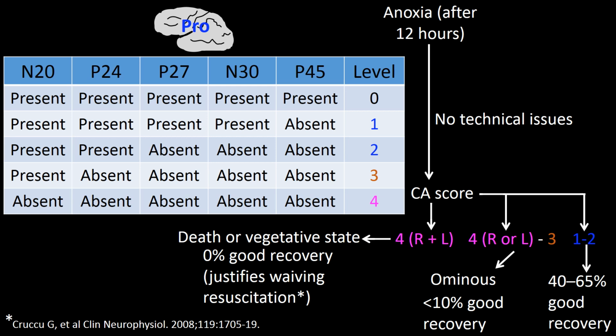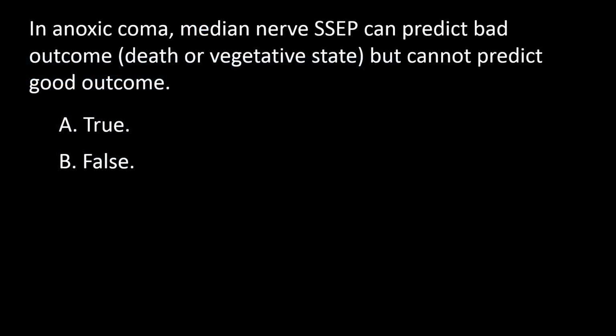If all cortical potentials are present except for P45, or if the potentials not present are P27, N30, and P45, the prognosis for good recovery is only 50-50. So the answer to this question is true.